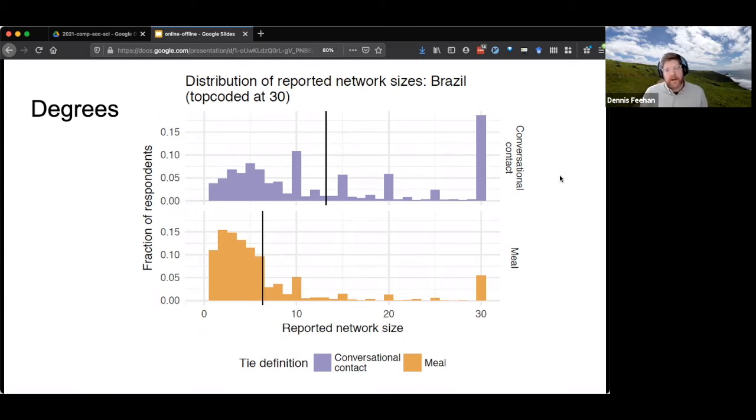And the other thing that we're going to quantify a little bit more in a second is that it looks like there's more heaping or noisiness in the conversational contact network reports than in the meal network reports. So that's a hint that maybe the reports from the conversational contact network are more respondents' guesstimates than actual counts. And if that's true, then that suggests, as we would predict, that the meal reports are a little bit more accurate than the conversational contact reports. Again, we'll assess that a little bit more in a second. Okay, so these are reports from Brazil.